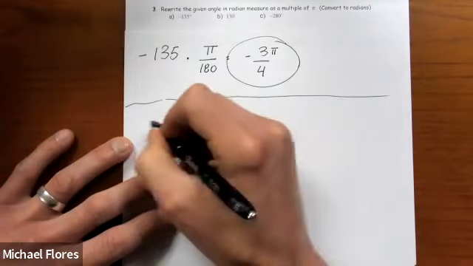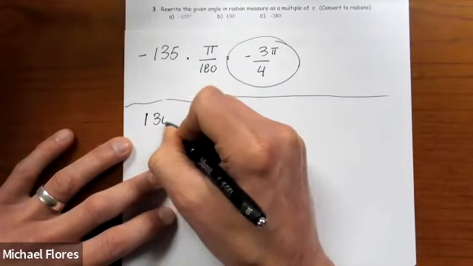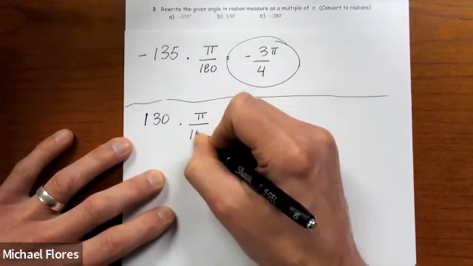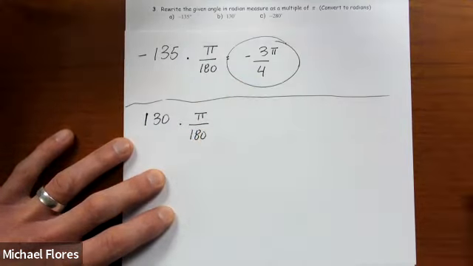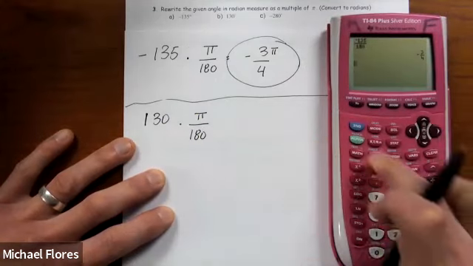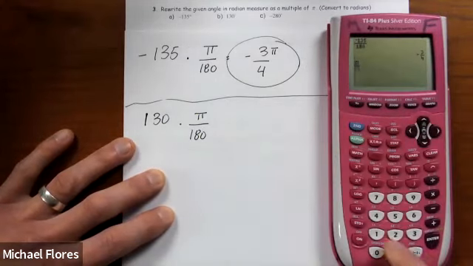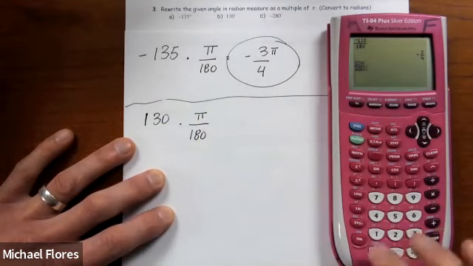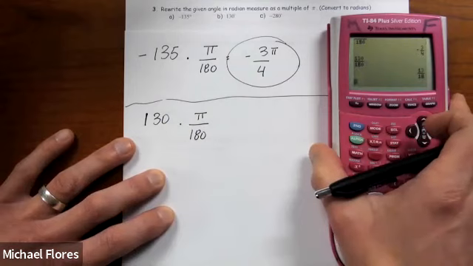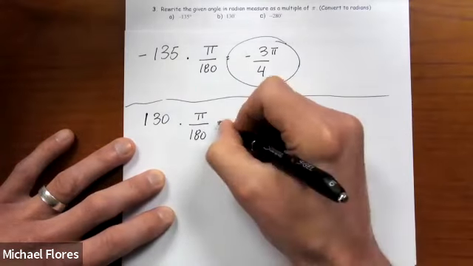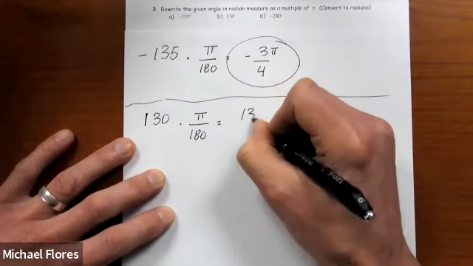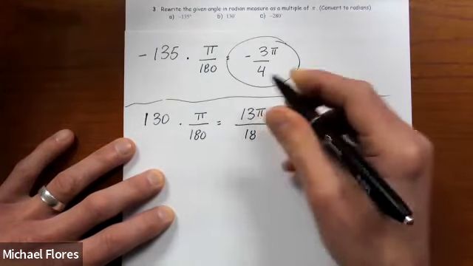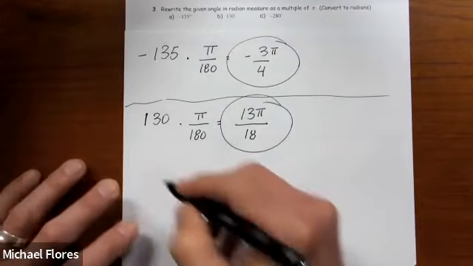For 3B, 130 times pi over 180. In the calculator, alpha y equals enter. Let's make 130 our numerator and 180 the denominator to get 13 over 18. So make sure you give the numerator the pi symbol. We've now converted that one to radians.